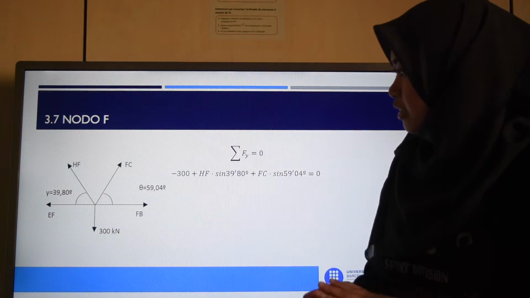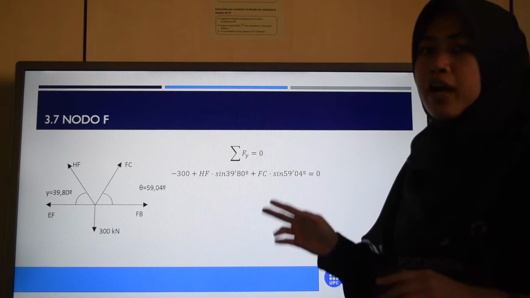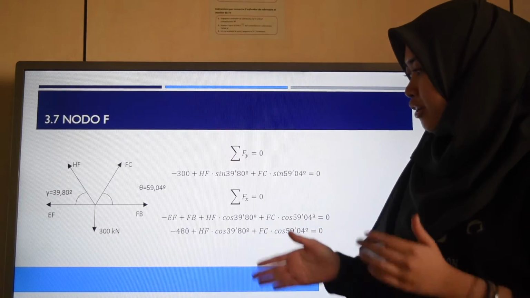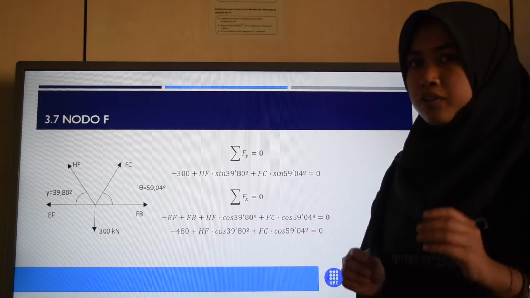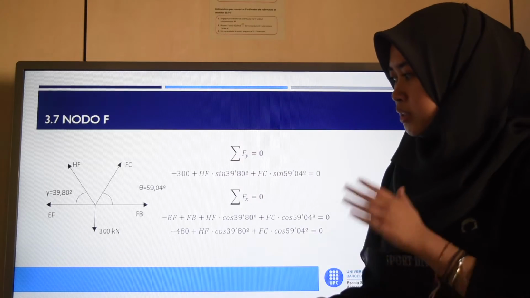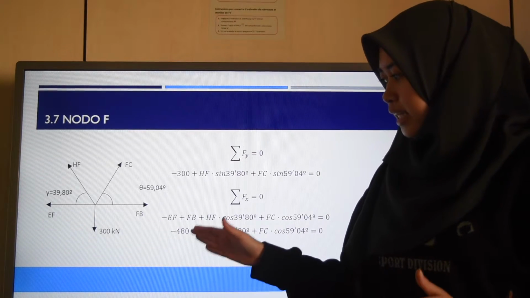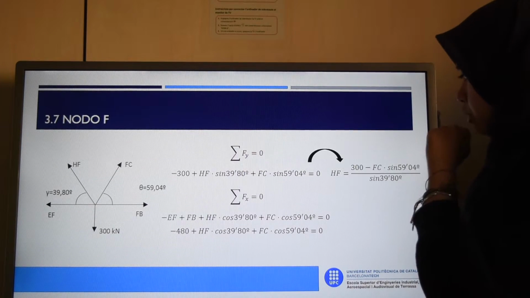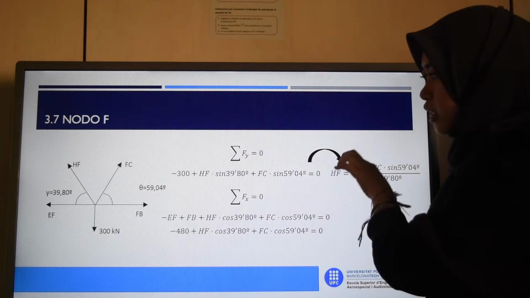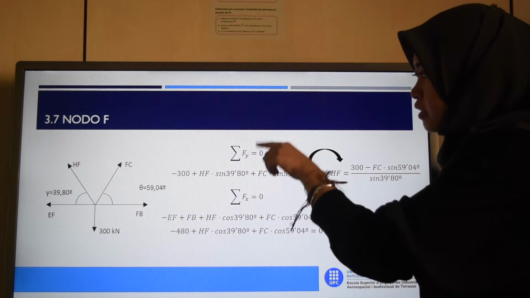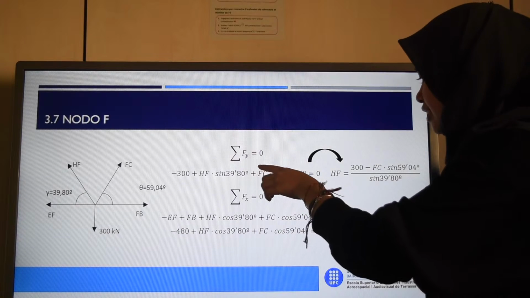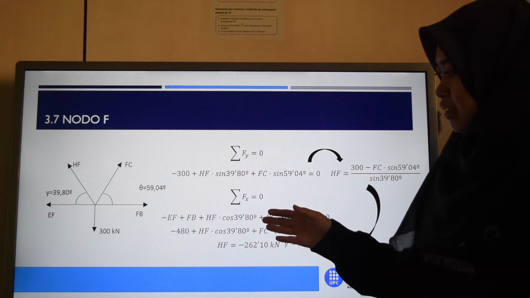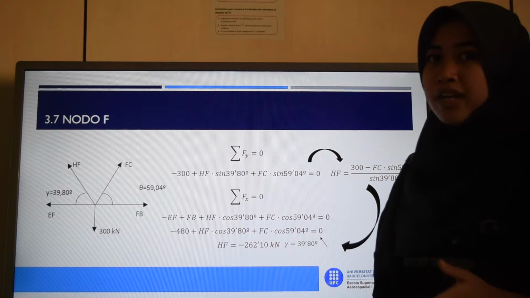Since we already know all the angles involved in node F, we can then calculate the sum of all the forces in the vertical directions. We have two unknowns here, which are the HF and FC forces, and then we sum all of the forces in the horizontal directions. Since we already know the value of EF from the previous nodes, we substitute the value of EF, which is 480 kilonewtons, into these equations, and afterwards we substitute the equation for HF that we obtained from the summation of vertical directions into the equation for the horizontal directions to find the value of HF.